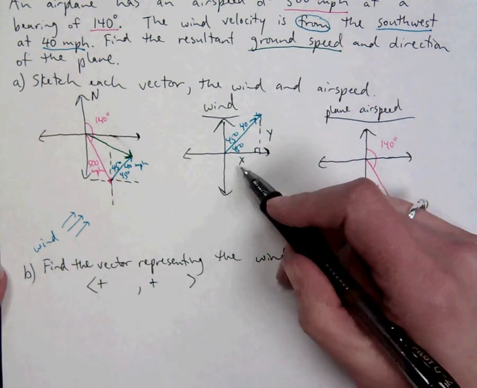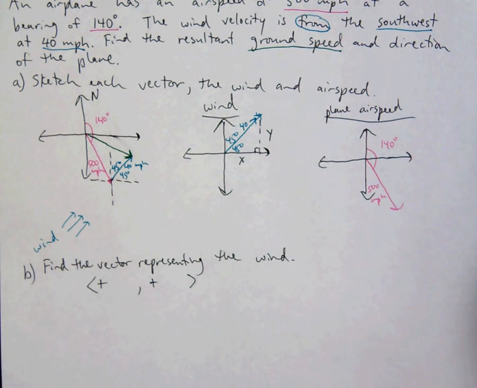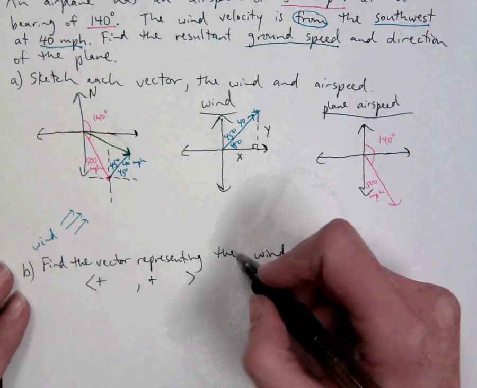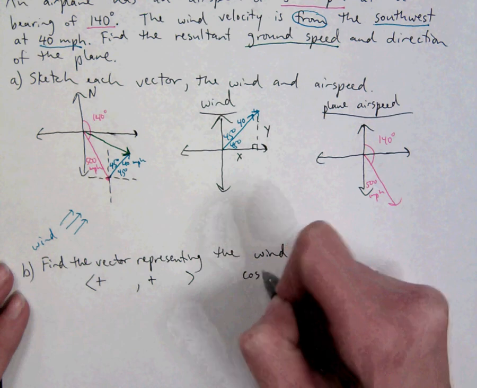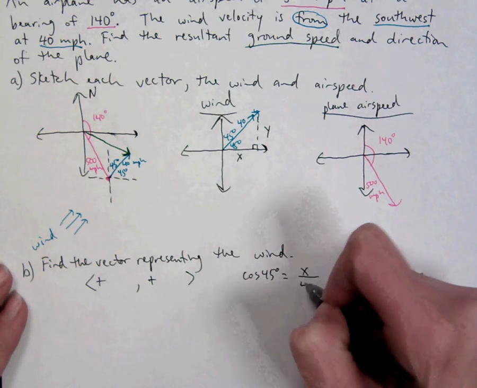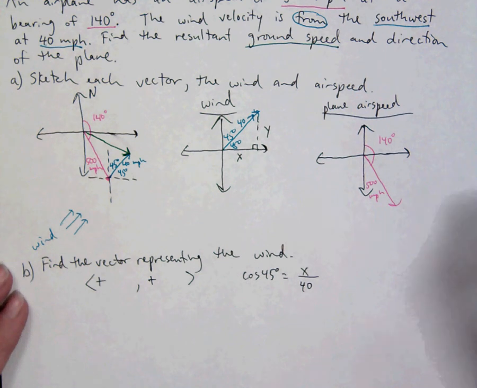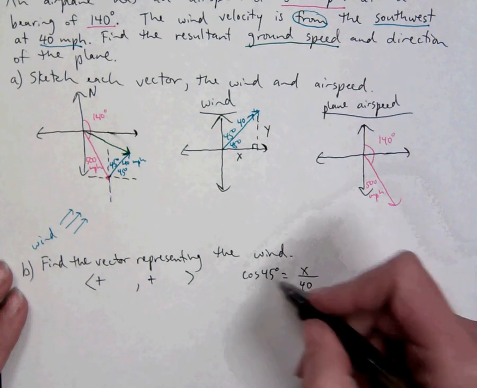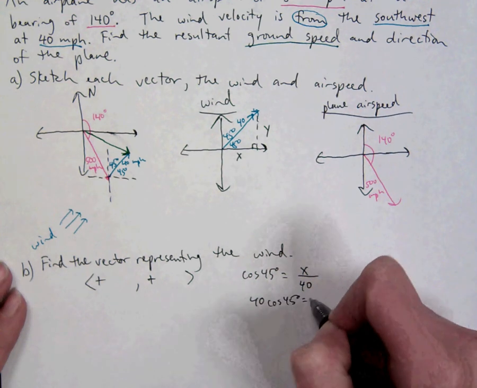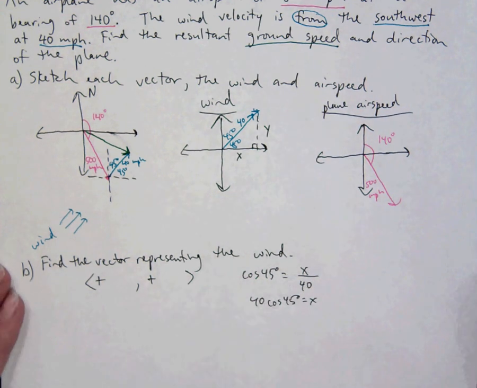To find x and y, I'm going to have to use sine, cosine, or tangent. Remember that 45 degrees is a special right triangle, so when I'm trying to find x, I'll go ahead and show the work down here. I'm going to do cosine of 45 equals adjacent over hypotenuse, so x over 40. And when I cross multiply, I really need to think about that cosine of 45. I know that it's 1 over square root 2 or square root 2 over 2.